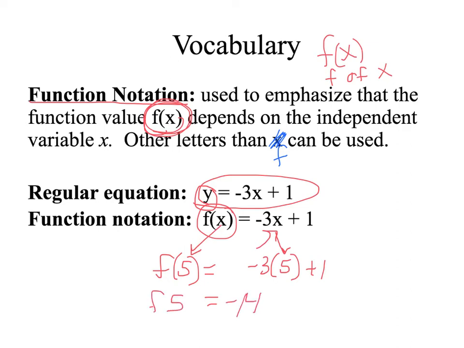Okay, so f of 5 is equal to negative 14, which means your x value is 5, and your y value is negative 14, because whatever you get when you substitute in for f of x is your y value. Okay, I know that was kind of a lot, but we'll do more to practice those.